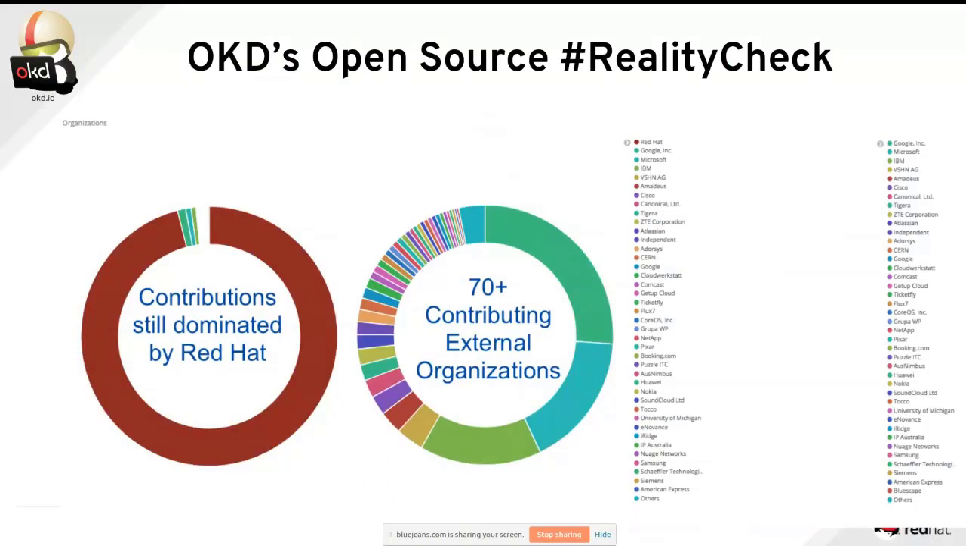We're going to be really open about this. The contributions to OpenShift itself, OKD, are really still dominated by Red Hat. Even when we take Red Hat out, we have about 70 external contributing organizations. But we're not focusing on trying to get people now to contribute directly to OKD, though people still are doing so. So the reality check is, yes, we do know that Red Hat dominates OpenShift Origin and OpenShift OKD itself.